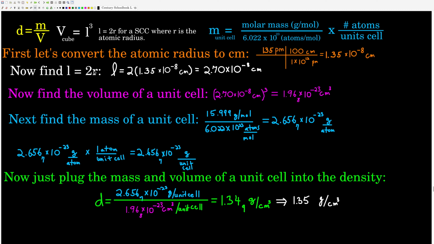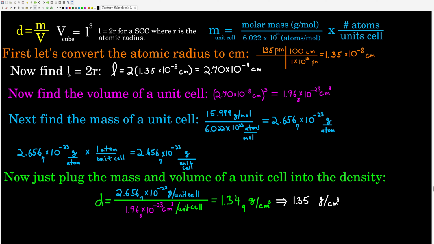So, let's do it. We're given the radius in picometers and we want the density in grams per centimeter cubed, so we're going to want to convert to centimeters. I'm going to do that right away. So 135 picometers, 1 meter is 1 times 10 to the 12th picometers, and it's 100 centimeters. So there's 100 centimeters per 1 times 10 to the 12th picometers, which shows us that the atomic radius is 1.35 times 10 to the minus 8 centimeters.